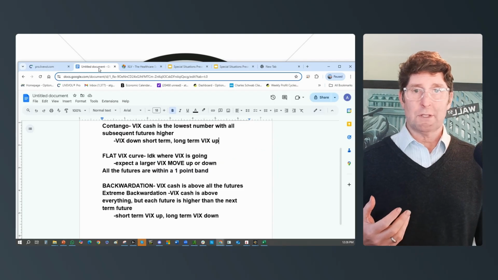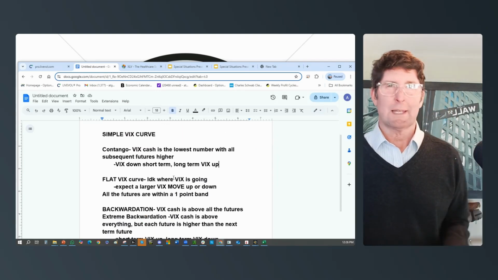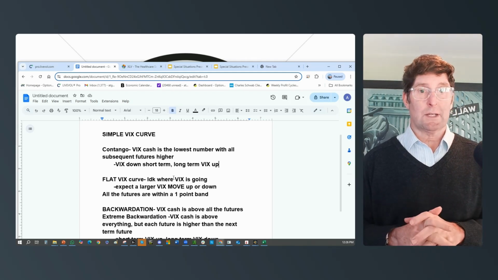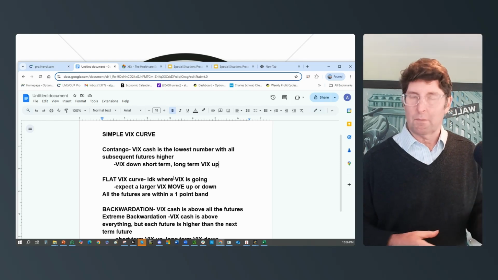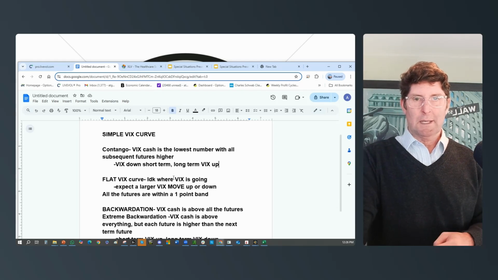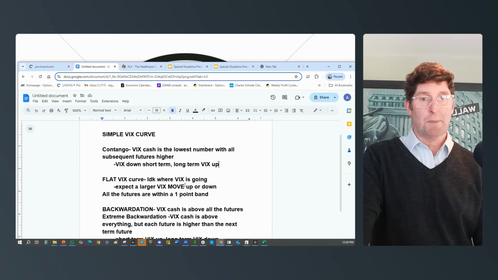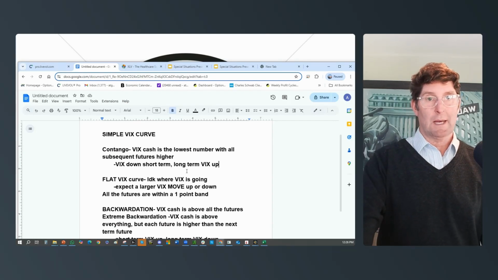So what you have are those 3 basic curve types. The actual shorter term SPX vols, which help inform what the VIX curve is doing, we'll do that in another video. But to give you an idea, these are just general guidelines of what to expect when you see the VIX curve in the shape that it is in.